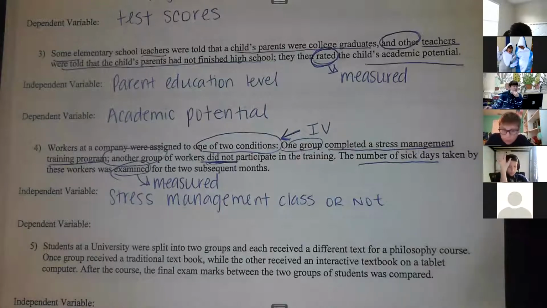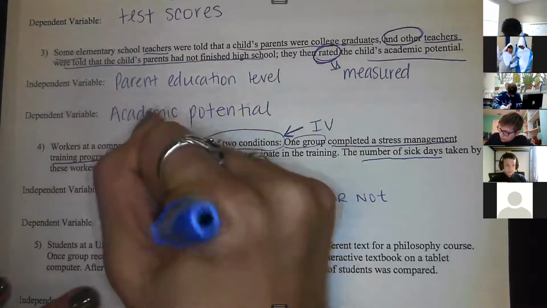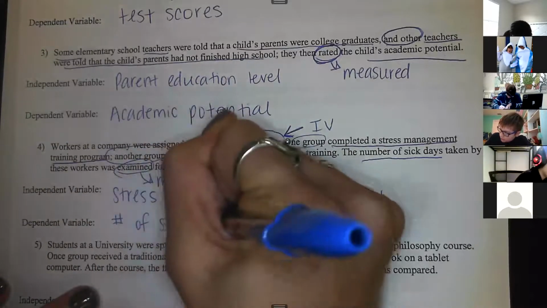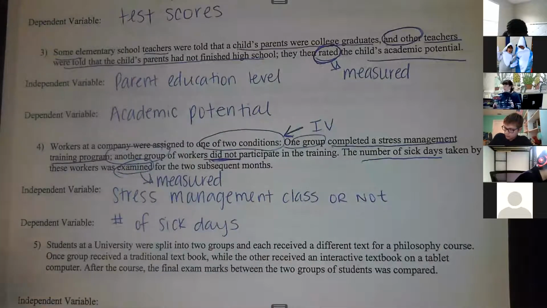Yes, Alejandro? You going to do the dependent variable? Yeah, go for it. The dependent variable is the number of sick days. Perfect, the number of sick days. Because it says examined, use those words. The word examined or recorded, right? Or rated. Those are all math words, meaning I'm measuring something.